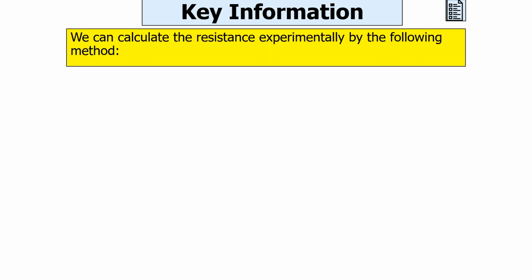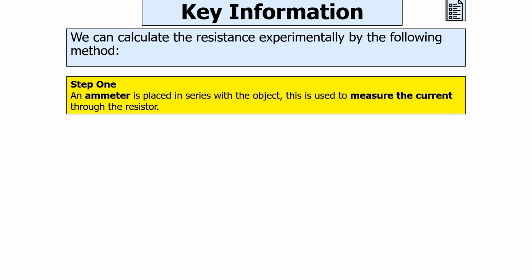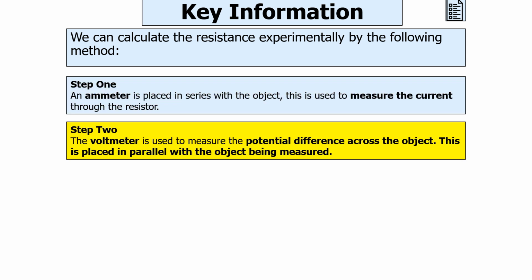Now we can calculate resistance experimentally by the following method. Step 1: an ammeter is placed in series with the object and is used to measure the current through the resistor. Step 2: the voltmeter is used to measure the potential difference across the object. This is placed in parallel with the object being measured.